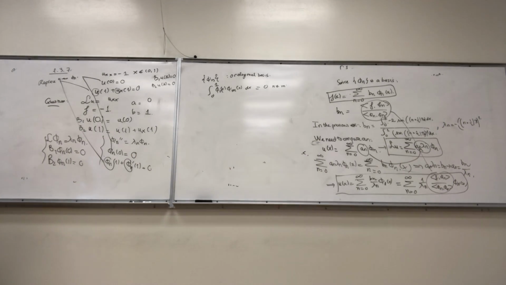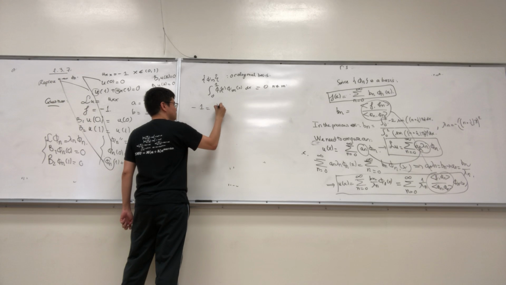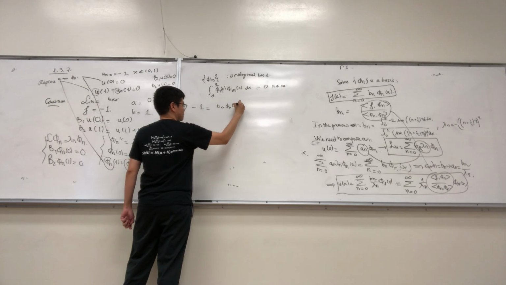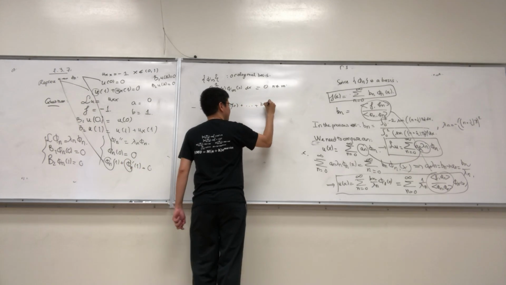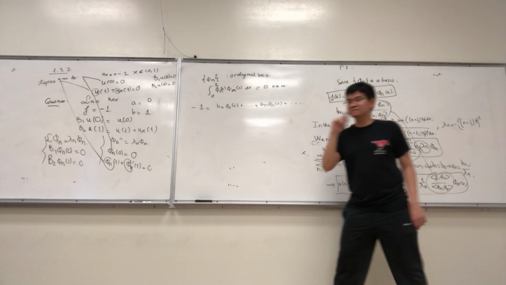Now, because phi n is an orthogonal basis, what can I say about u and f with respect to phi n? What is the next step? What you do is you expand minus 1, like b0 phi 0 plus sum of bn phi n.